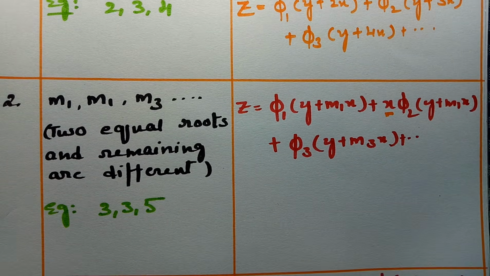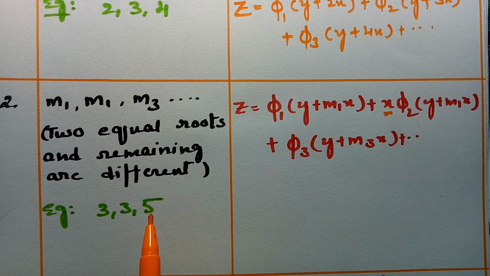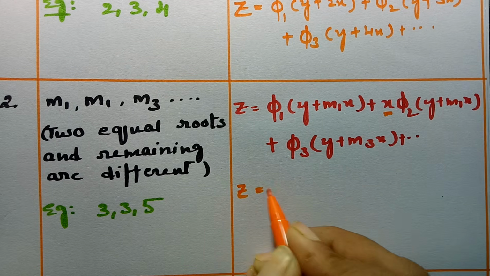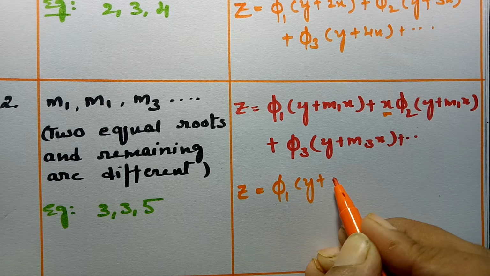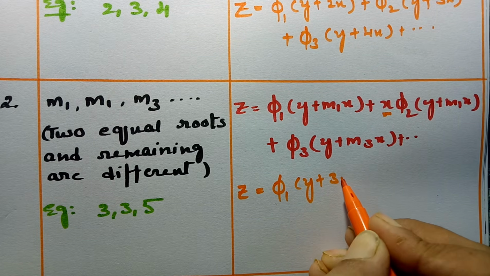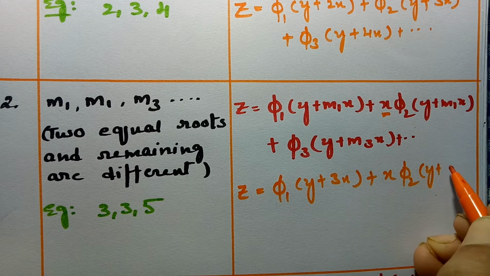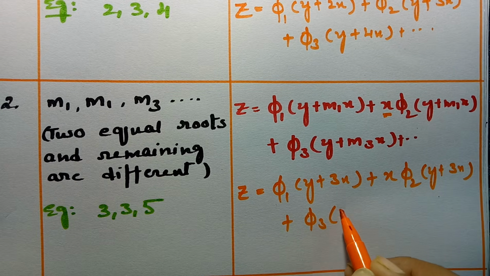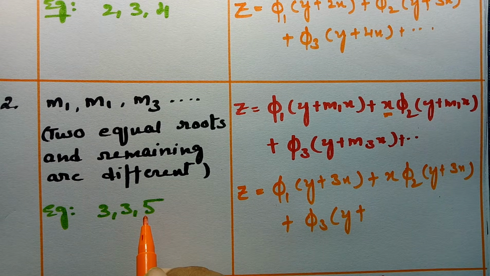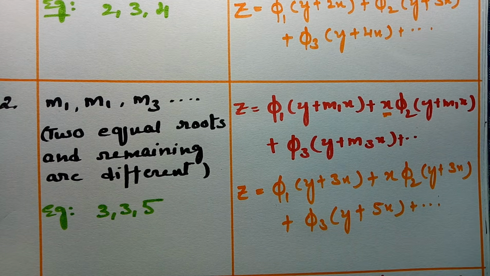For example, if I take two equal roots as 3 and a different root as 5, then how to find the complementary function? z is equal to phi 1 of y plus 3x plus x times phi 2 of y plus 3x plus phi 3 of y plus, what is the third root? That is 5x. So this is how we have to write.